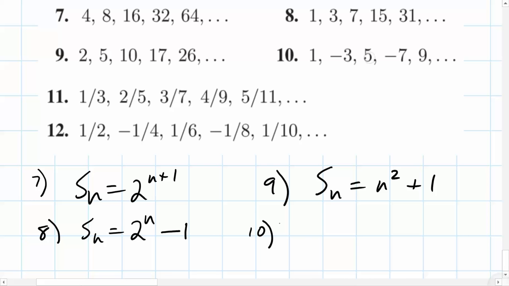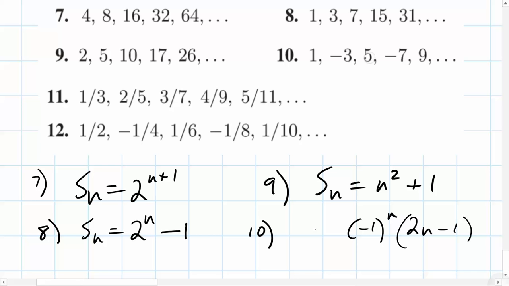What about 10? 1, 3, 5, 7, 9. Oh, what are those? Odd numbers, but then times negative. So there's going to be a -1 to some sort of power of n in there. It's going to be flipping, right? But then what's going to go? We want the explicit. So what? 2 what? Anybody have it?